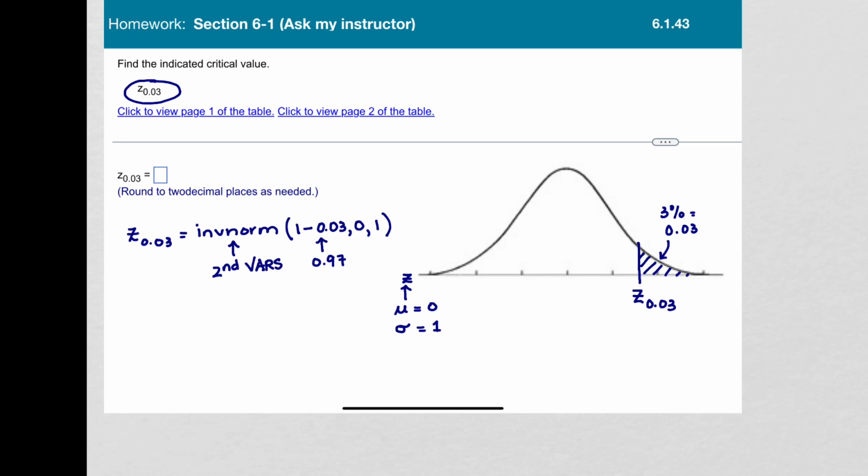Now, there are some calculators that will give you a choice of left, right, or center. If you have that special type of calculator, then you could just put in 0.03, but then you have to specify that it's on the right-hand side. That's just a little extra thing that's possible there. And when I press enter, I get 1.88. That's rounded to 2 decimal places, which is what they were asking for. So that's my location on the horizontal axis, 1.88. And that's how you calculate that answer.